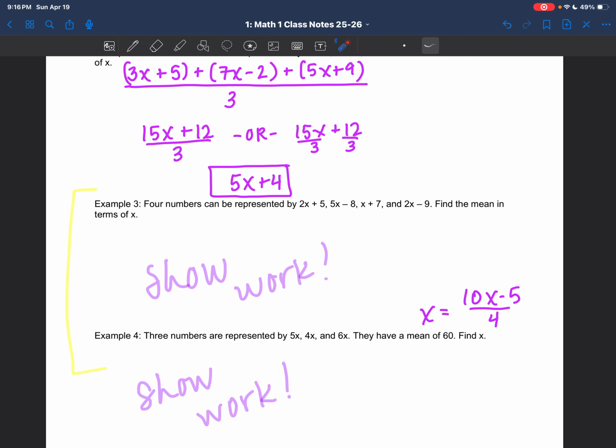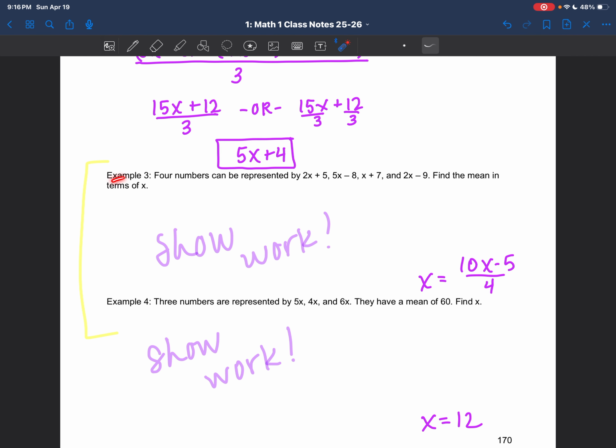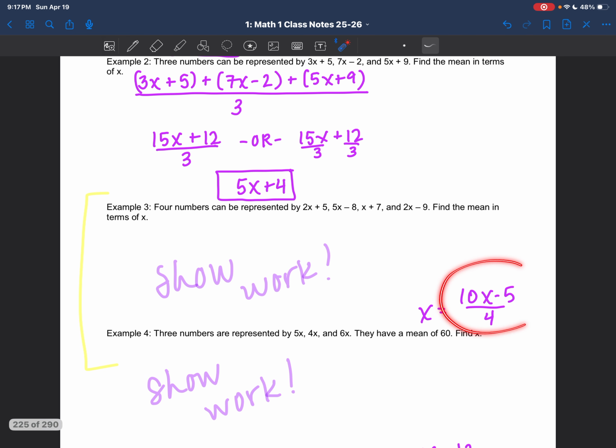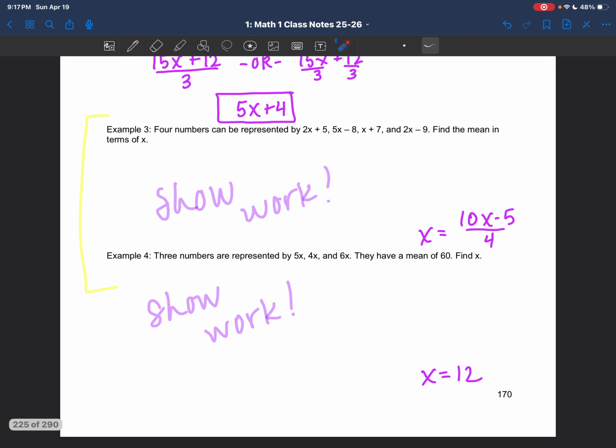All right, so I want you to go ahead and try examples 3 and 4. For number 3, you have 4 numbers, so this is going to be very similar to the one we just did. Find the mean in terms of x. So I would definitely look at this example. And if you do it correctly, show your work. You're going to get 10x minus 5 over 4. Or I will accept 10x over 4 minus 5 over 4, and you could actually simplify the 10x. So there are different solutions, or simplified solutions, for that one.